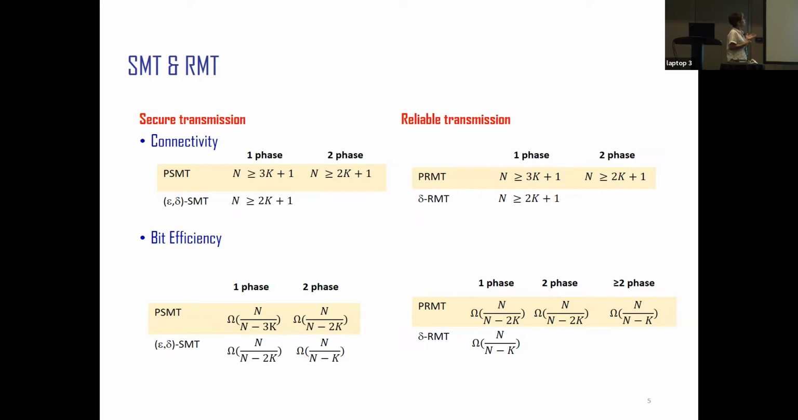In both cases, if you need one phase, which means one message, perfectly secure message transmission, you can have up to a third of the lines corrupted. If you allow more than one phase, so you have interaction between sender and receiver, you can tolerate half of the lines being corrupted. And if you give up on perfect security and perfect reliability, with epsilon delta, you can also tolerate half of the lines being corrupted. You also have this kind of bit efficiency, and the results are very similar. So in fact, reliability becomes the bottleneck of this system.